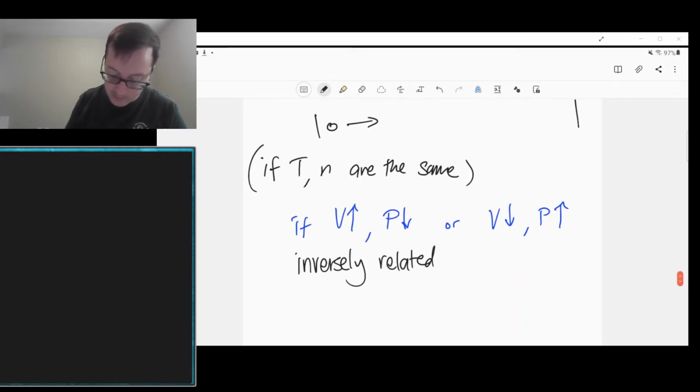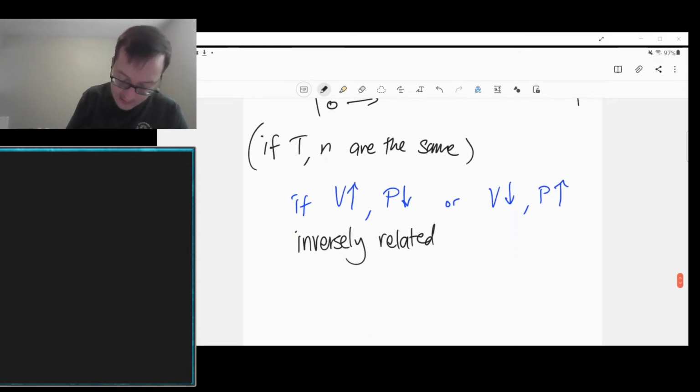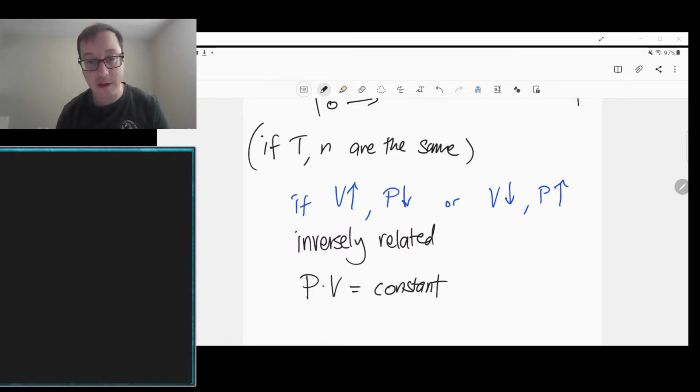All right, and so we can say then that mathematically, if one goes up, the other goes down, they go up by the same ratio. And so we'll say that the product of the two is always constant. So if we double the pressure, the volume will have to be decreased by half. If we triple the volume, the pressure becomes 1/3. So they always have to be in balance with each other.